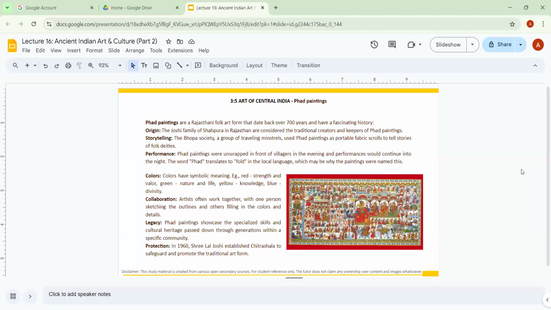The Phad paintings that come from central India. Phad paintings are a Rajasthani folk art from over 700 years ago. The colors have symbolic meaning, that is, red gives strength and valor, green shows nature and life, yellow shows knowledge, and blue shows divinity. The Phad paintings were unwrapped in front of villagers in the evening, and performances would continue into the night. The word Phad translates to fold in the local language, which may be why the paintings were named this.